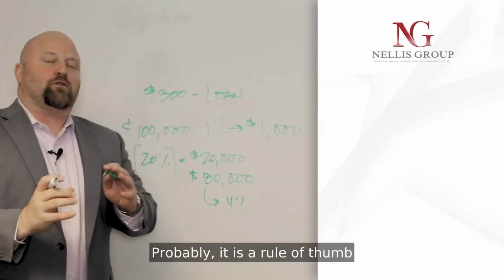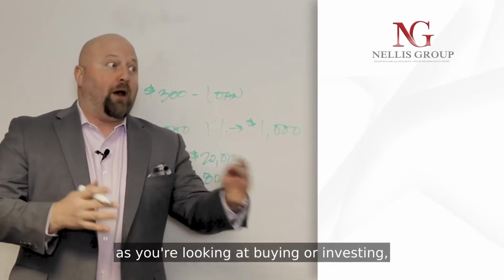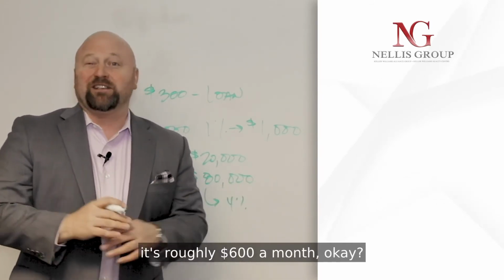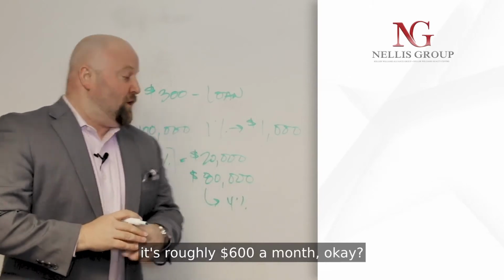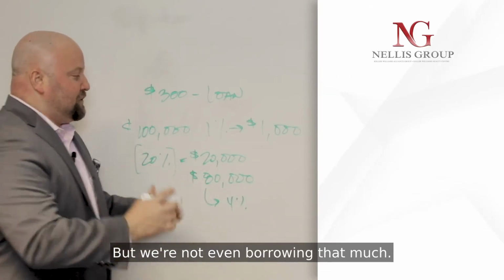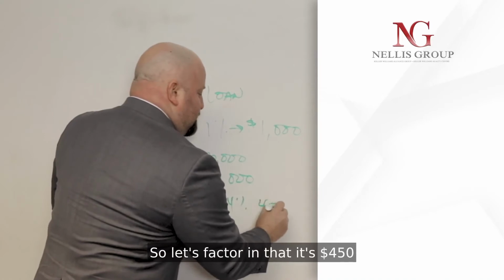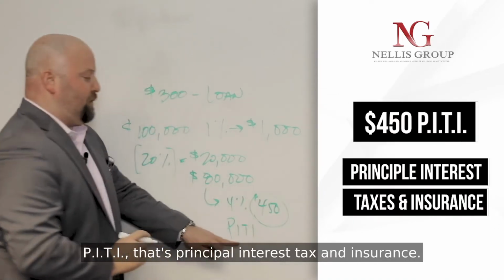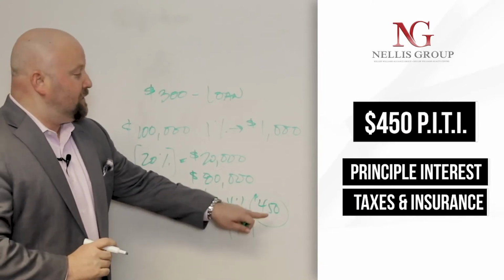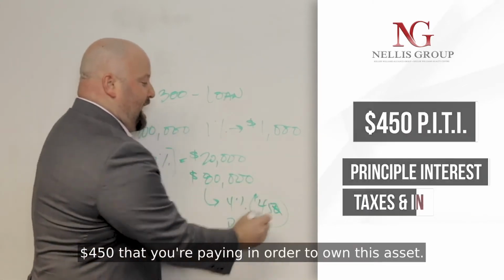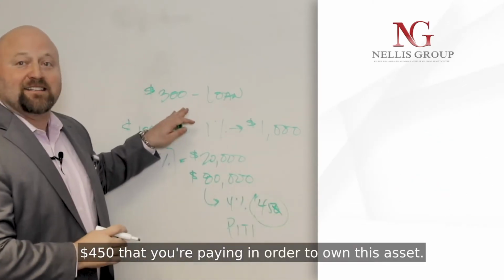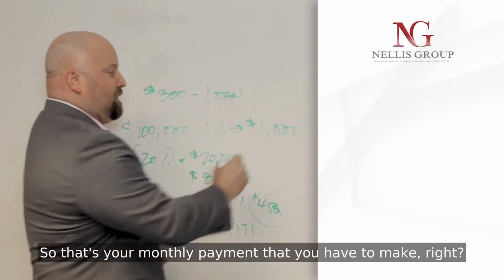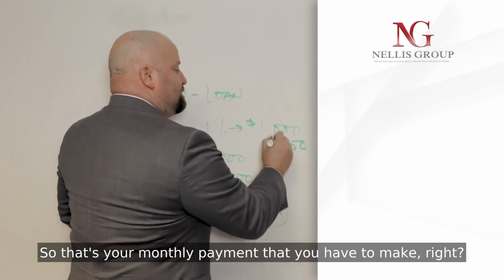Here's a rule of thumb as you're looking at buying or investing. For every $100,000 that you borrow, it's roughly $600 a month, okay? But we're not even borrowing that much. So let's factor in that it's $450 PITI, that's principal, interest, tax, and insurance, $450 that you're paying in order to own this asset. Well, let's go back here. So that's your monthly payment that you have to make, right?